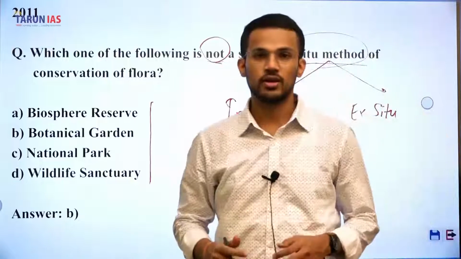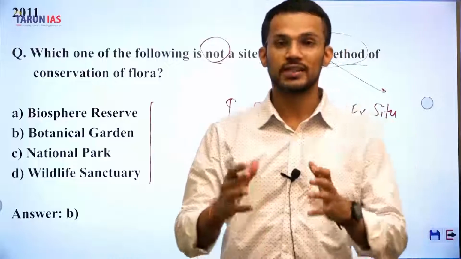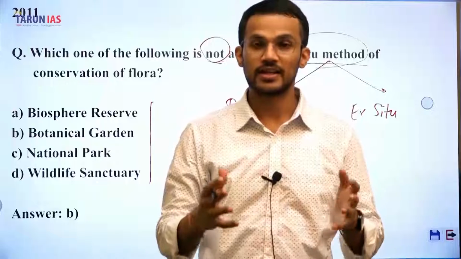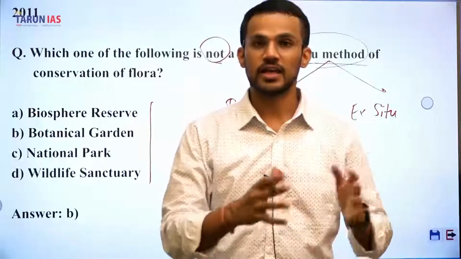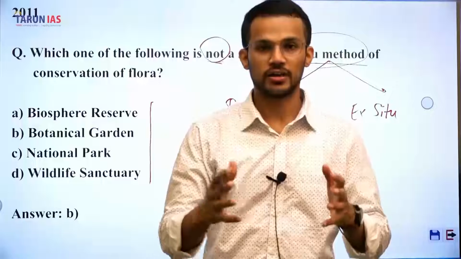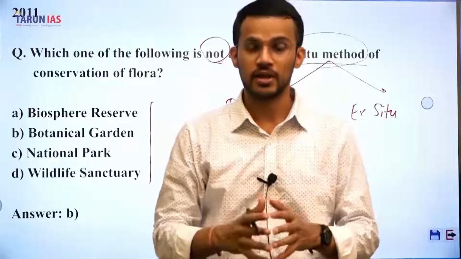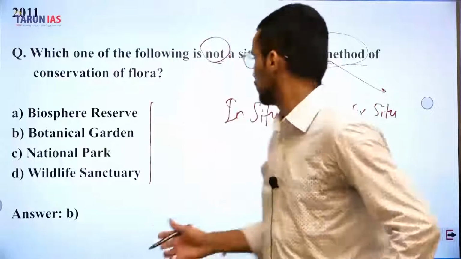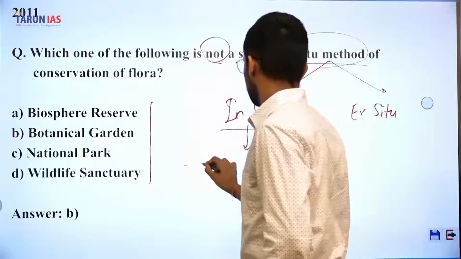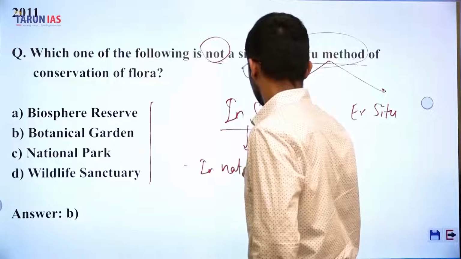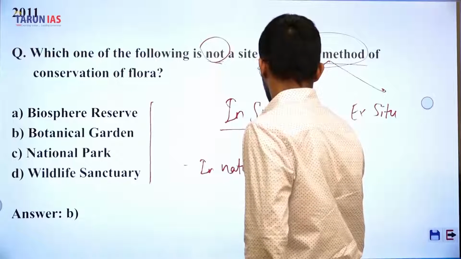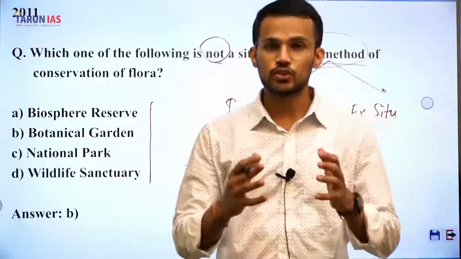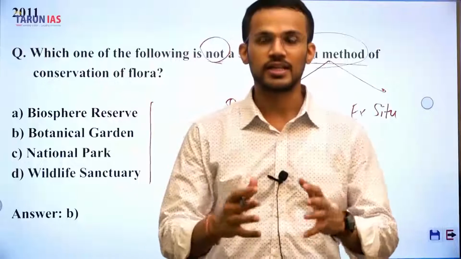In situ conservation of flora means conserving that particular flora in its natural habitat. That means, let's say, if that flora is occurring in a forest, then we will be conserving that flora in the forest itself, right? So, in situ conservation is in natural habitat. And how can we carry out in situ conservation of a particular species? We can do that by creating protected areas.